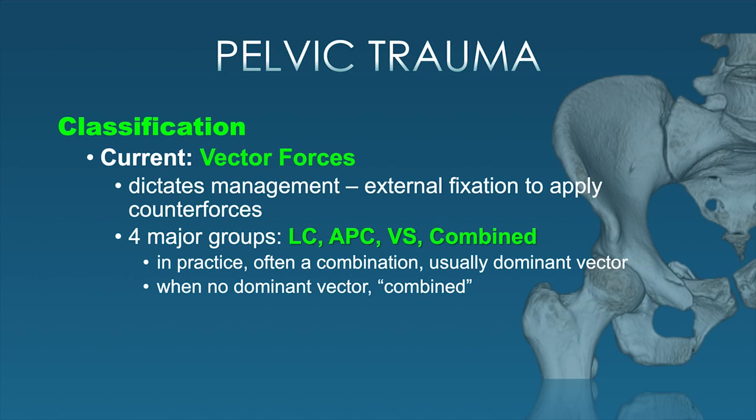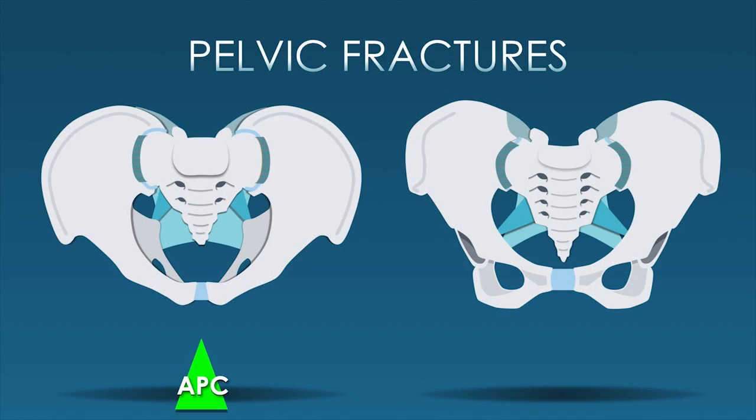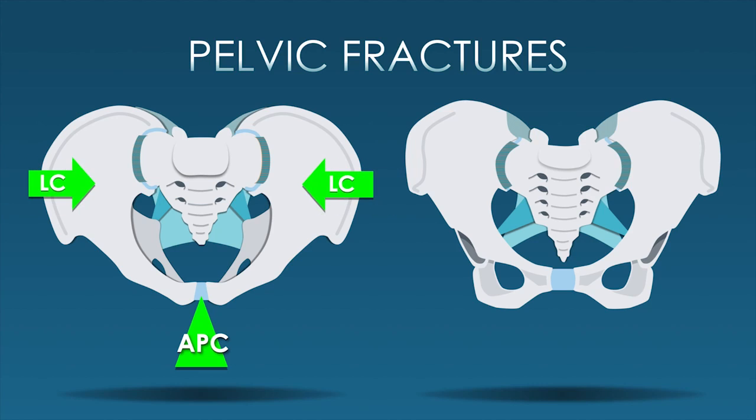If there really is no dominant vector, or there's co-dominant forces going on and you see two major patterns coexisting, we'll call those combined injuries. So, in review, we have anterior-posterior compression that runs in the anterior and posterior plane. We can have lateral compression, and we can have vertical shear injuries. So when we look at these illustrations, anterior-posterior compression can target the front or the back of the pelvis. We have lateral compression from the sides and vertical shear in a craniocaudad plane that we see over here.